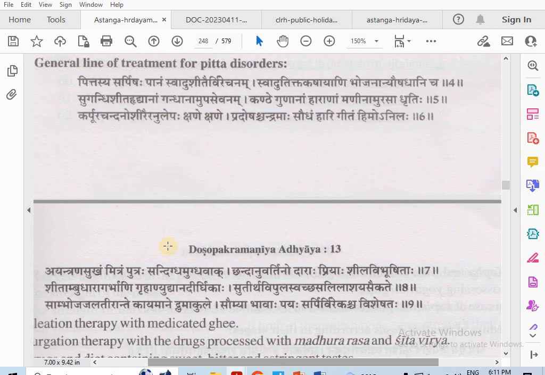Okay, so here the slokas, let us just pronounce first. Pittasya sarpishapanam, swadusitervirechanam, swadutikta kashayani, bhojananyaushadhani cha.